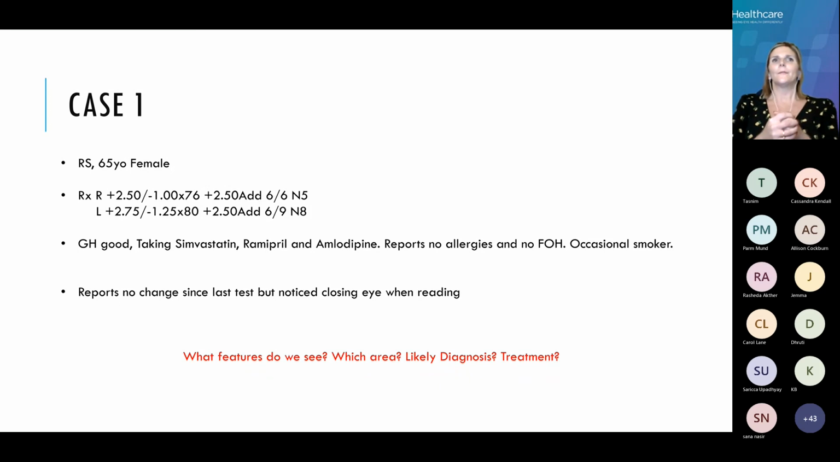Now, this case, obviously you can see all the information here in front of you, but it's a 65-year-old female. General health is good, taking some medications, but not reporting any allergies or anything of any sort of ocular health. So occasional smoker, reports no change since last test, and notice an eye closing the eye when reading.